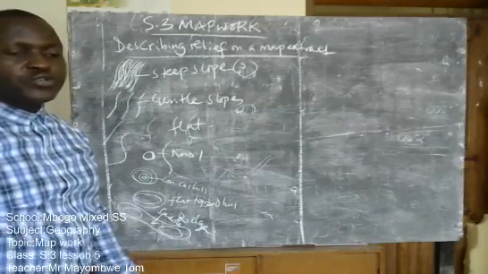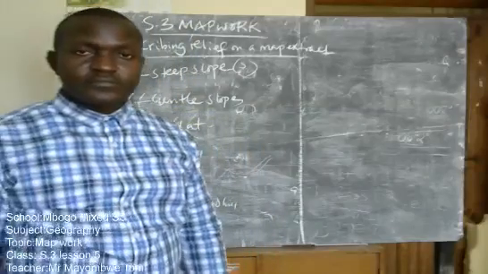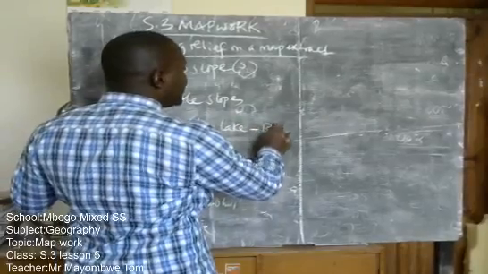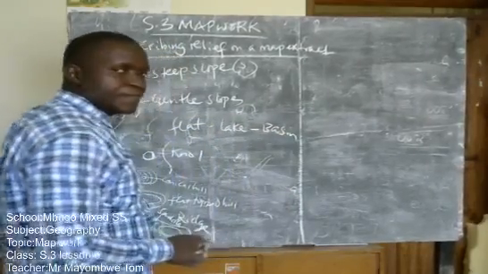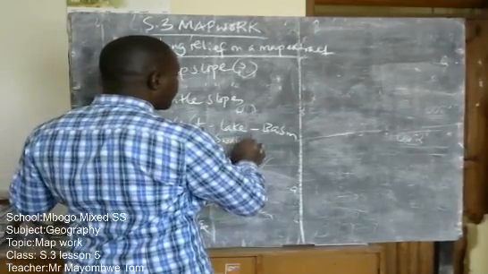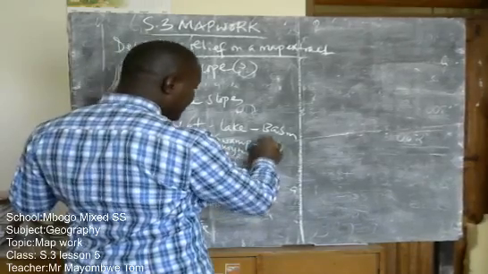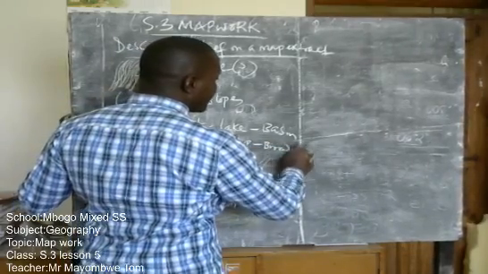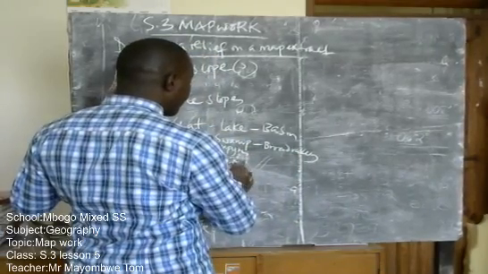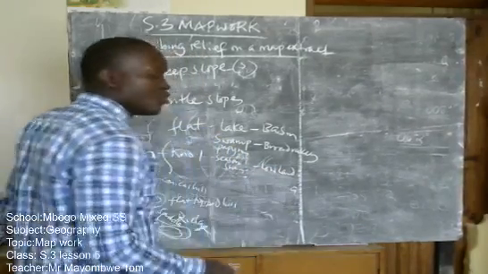Then, we can also describe relief using drainage features. How? Where you see a lake, the relief feature which is there is a basin. Where you see a swamp, papyrus, that is a broad valley. Where you see a seasonal swamp, then that is a lowland or low-lying area.